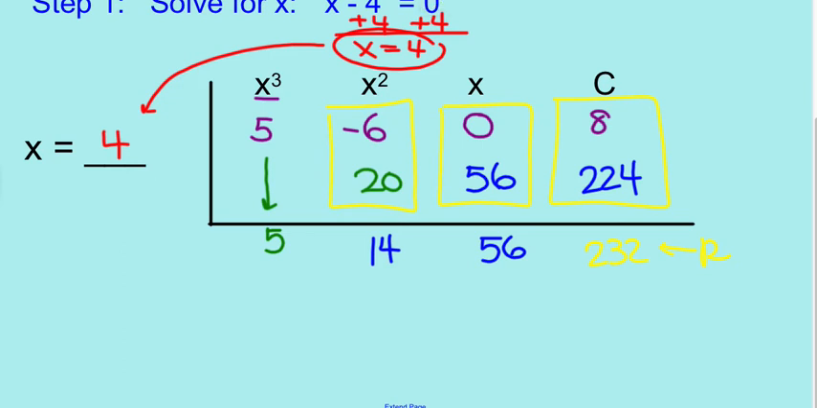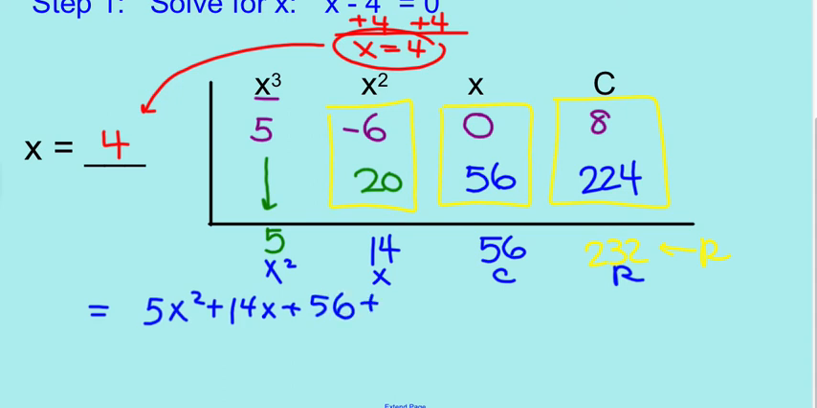So now since we started with an x cubed, we're going to drop it by a degree. So now it's going to be an x squared, your x, your constant, and your remainder. So your answer then is 5x squared plus 14x plus 56 plus a remainder of 232.